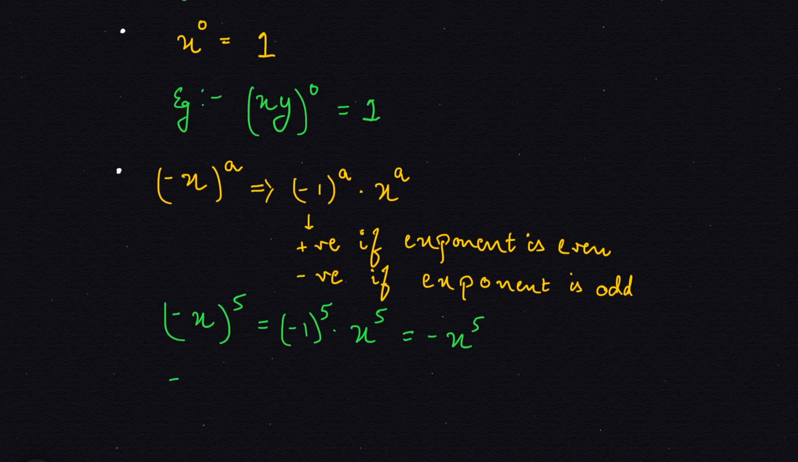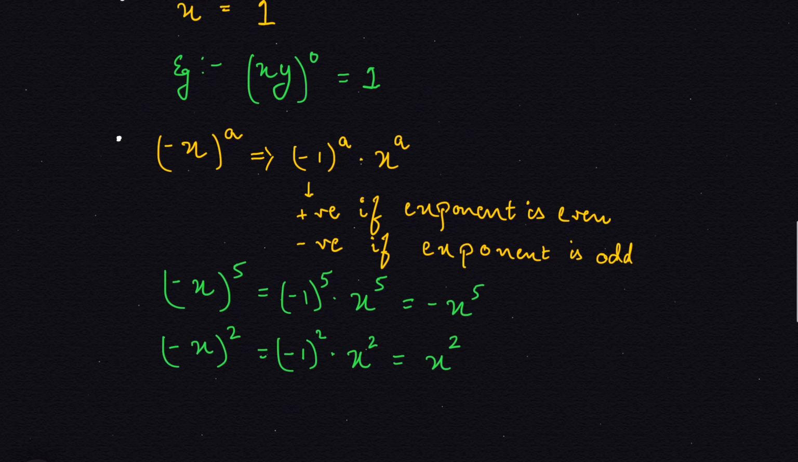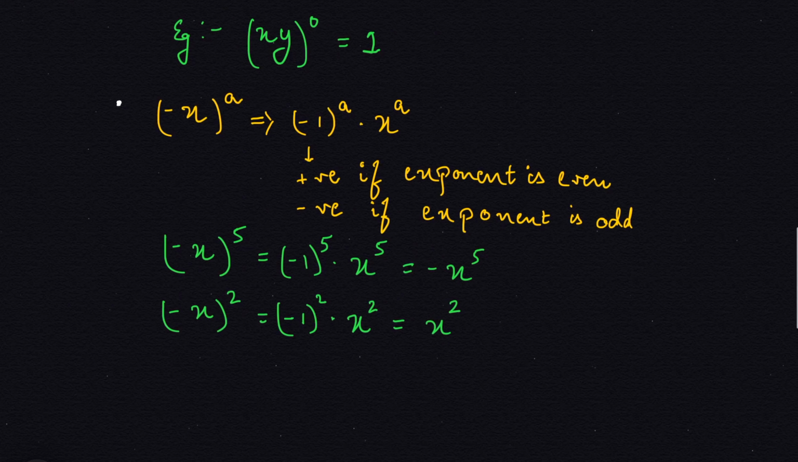If I say minus x raised to the power 2, then I can write it as minus 1 raised to the power 2 into x raised to the power 2. In this, the result will be x raised to the power 2. So that means I can say we're getting a positive expression, right? Absolutely right. Now coming to our last rule.